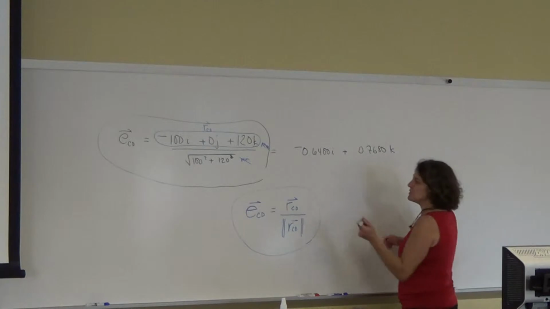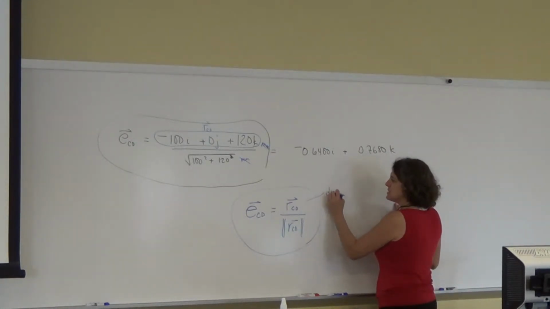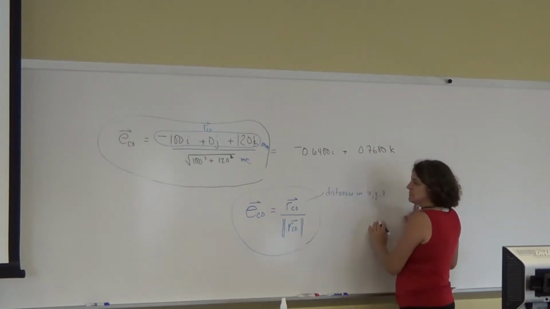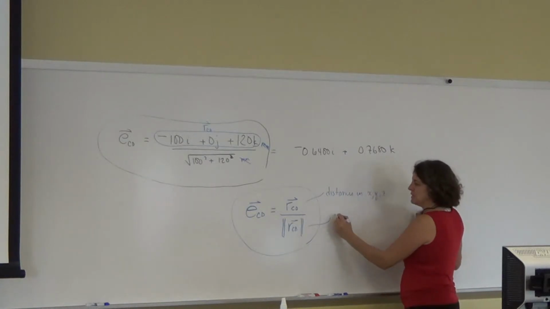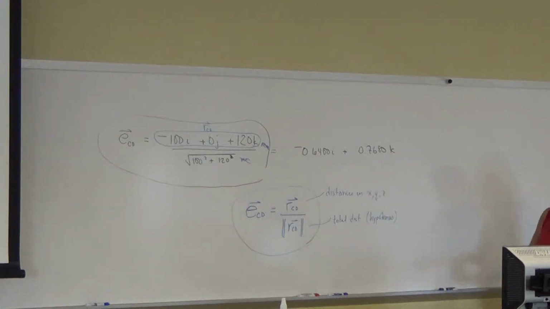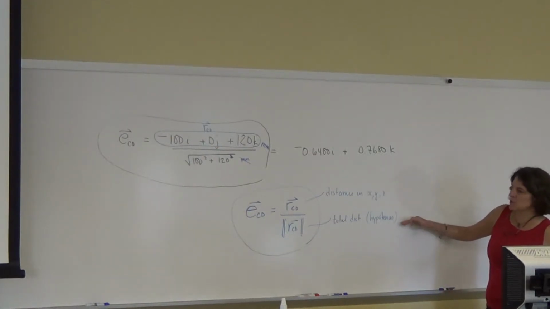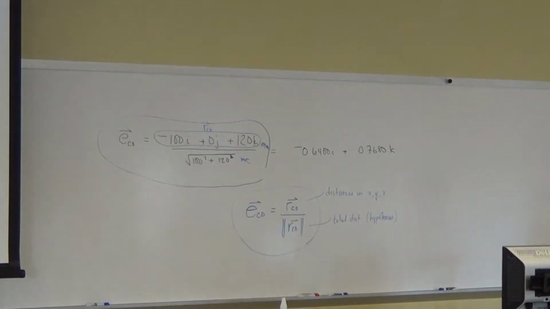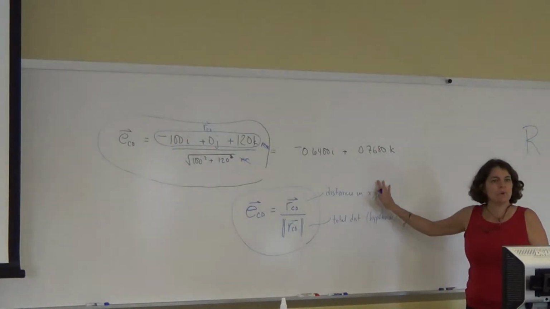So the R represents what? The distances in the X, Y, and Z. And the magnitude means the total distance, which is the hypotenuse. And when we just divide the distance, the vector, by the total distance, we're getting a unit vector. Questions on this? Questions on unit vector and R?